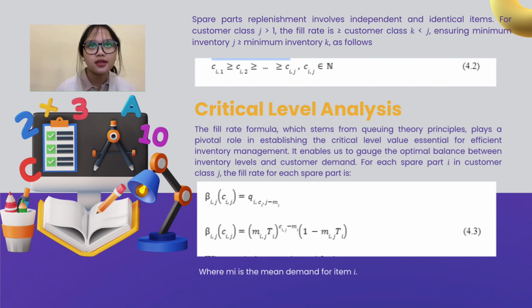4.2. And next I will explain the critical level analysis. In the critical level analysis, there is the fill rate formula, which stands on queuing theory principles. It plays a pivotal role in establishing the critical level value, essential for efficient inventory management. It enables us to gauge the optimal balance between inventory levels and customer demand. So for each spare part i in customer class G, the fill rate for each spare part is, as you can see in 4.3, where Mi is the mean demand for item i.